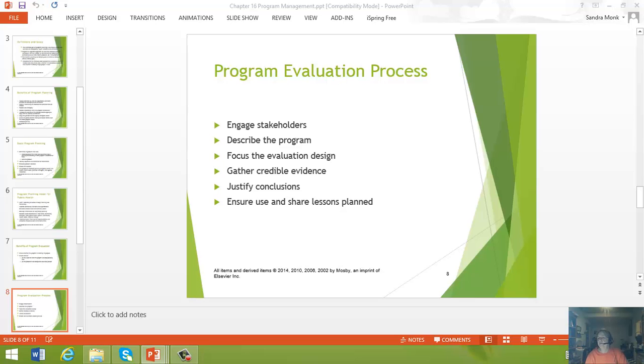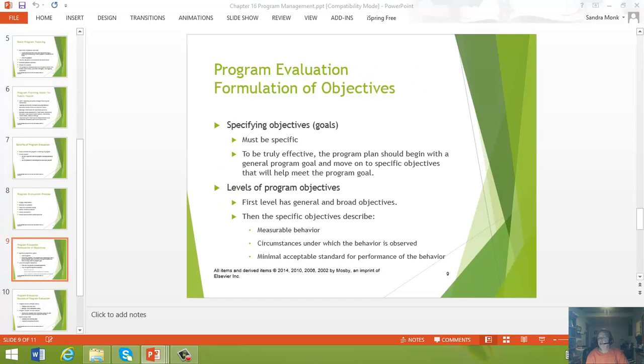Okay. And describe the program and program evaluation, formulation of objectives. You want to specify your objectives, and you want to be specific. To be truly effective, the program plan begins with a general program goal, and it moves on to more specific objectives that will help meet the program goal. But remember these goals should be written as measurable goals. And I would expect you to be able to identify a measurable goal if I gave you one of those.